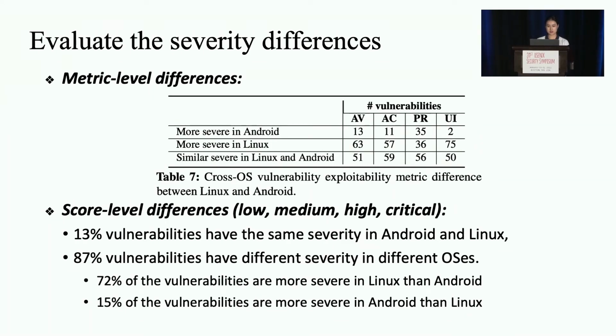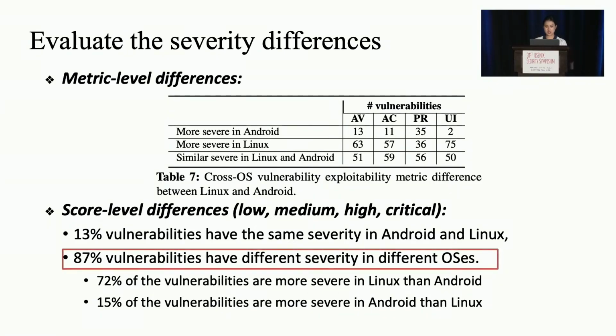In this part, I will present the evaluation and results of our approach. Based on the differential severity analysis, our tool can output the metric level difference. The results are summarized in Table 7. Furthermore, our study also measures the score level difference. As we can see, the majority of the vulnerabilities have a different severity score in the different operating systems.